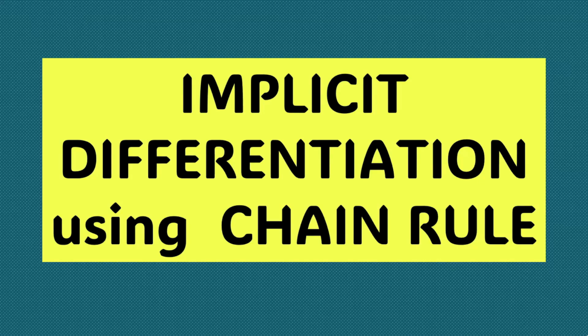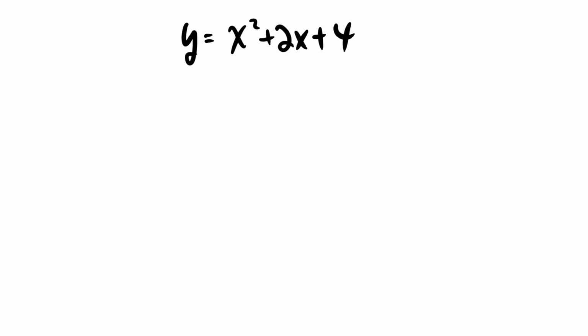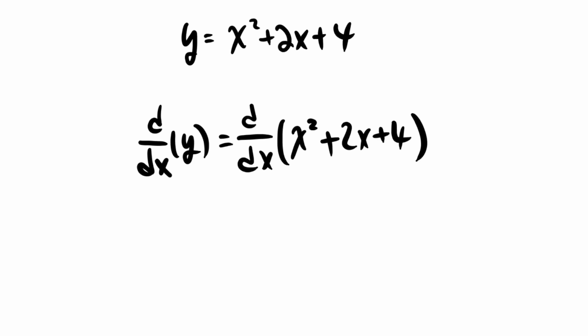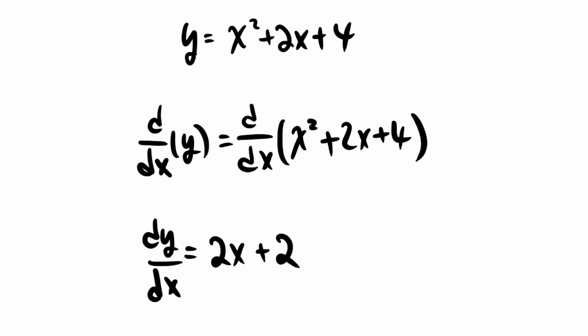Hello everyone, in this video I'm going to talk about implicit differentiation using the chain rule. So suppose you have a function that looks like this. For functions like this one, it's going to be easy to find the derivative of y with respect to x. You simply differentiate the equation with respect to x, and you're going to get your answer, which says that dy/dx equals 2x plus 2.